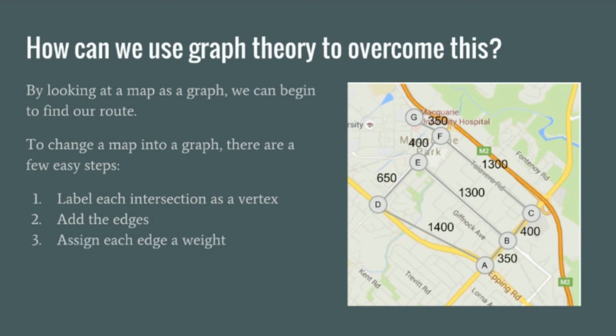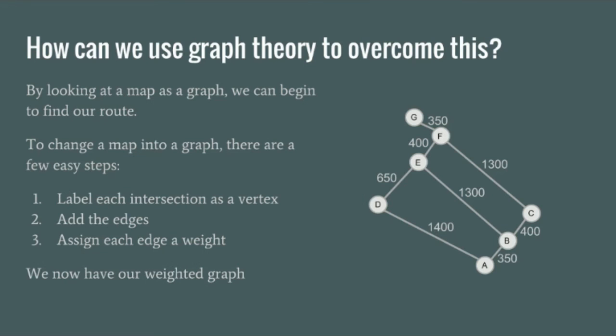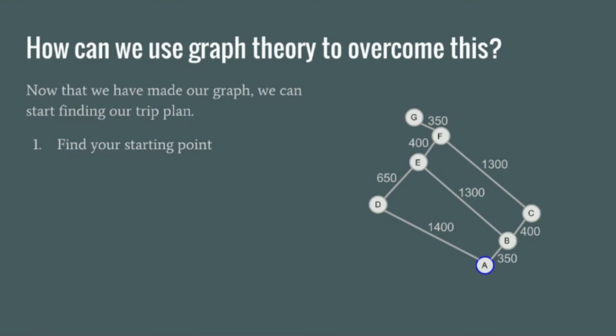Give each edge a weight based on the distance between each intersection. We are using meters for this example. We can remove the map and we are left with our weighted graph. Now that we have our graph, we can start finding our path.